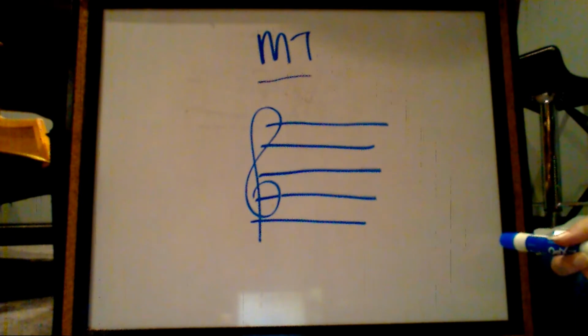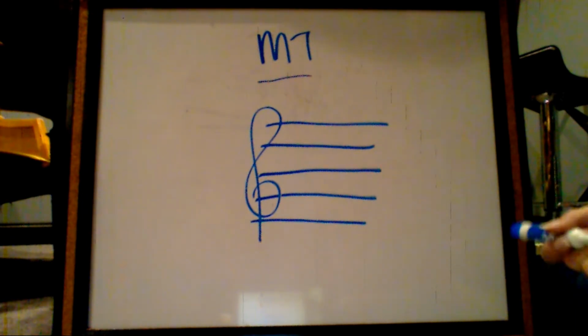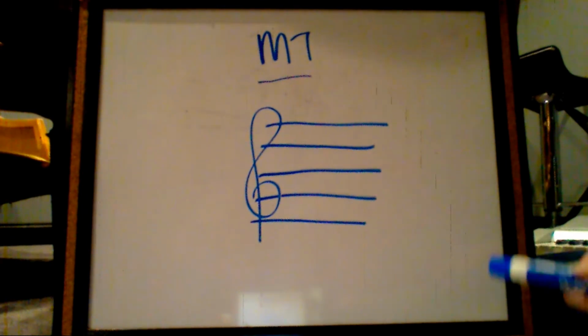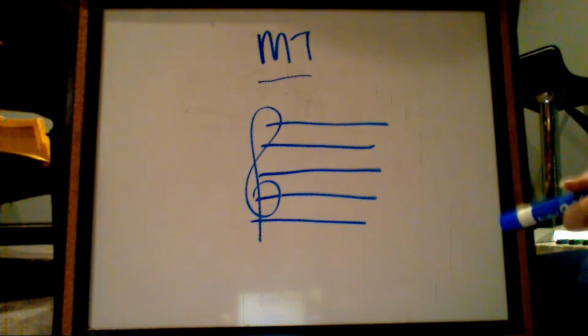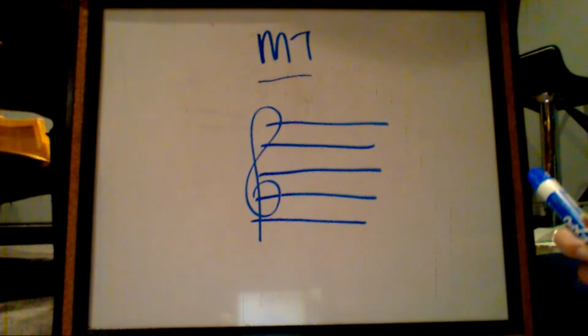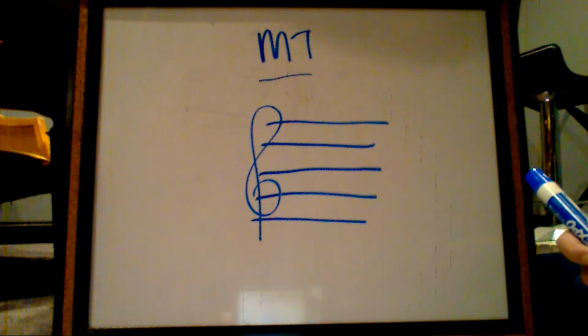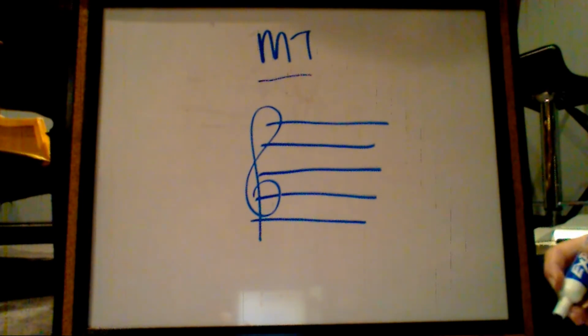So one of the main differences between 7th chords and triads is 7th chords actually have 4 notes instead of 3 like in triads. Because you think like tri, 3, 7ths actually have 4. Which sounds weird. You would think they might have 7, but they actually have 4.